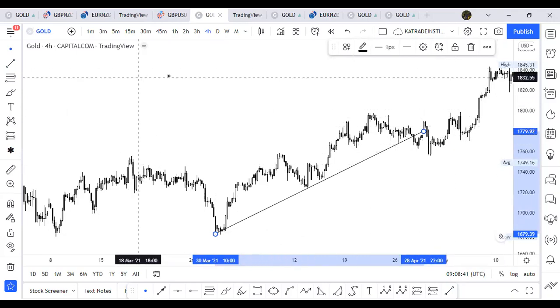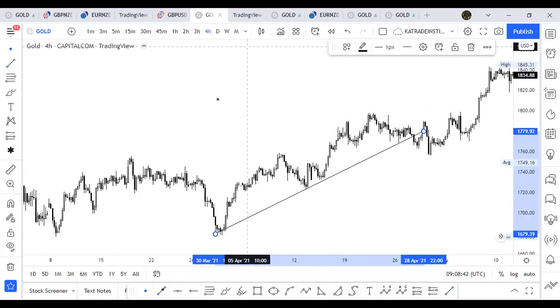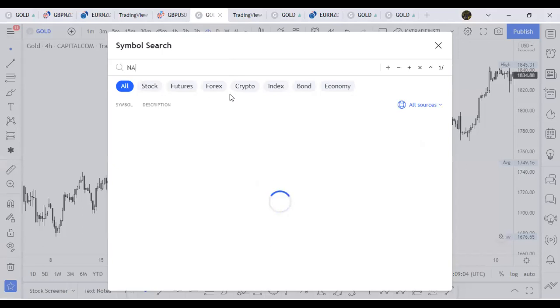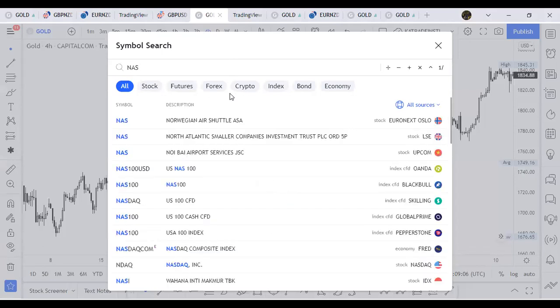So let's do live analysis. I think recently we have Nasdaq. Nasdaq is doing the same thing. Let's try and see if we can get it.